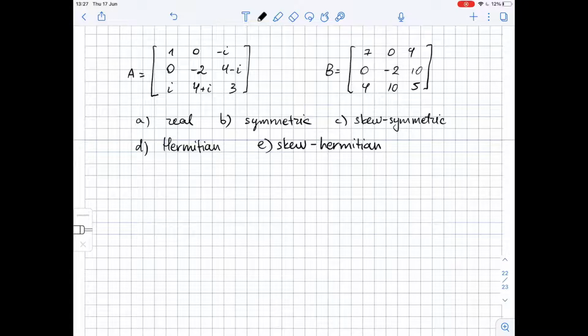So real matrices are matrices whose elements consist entirely of real numbers. So, we can see that in matrix A we have complex terms, which are negative i, 4 minus i, and 4 plus i. So some of these terms are complex, which means they are not real, and that matrix A is not real. Let's write it down. So A is not real because it has complex terms.